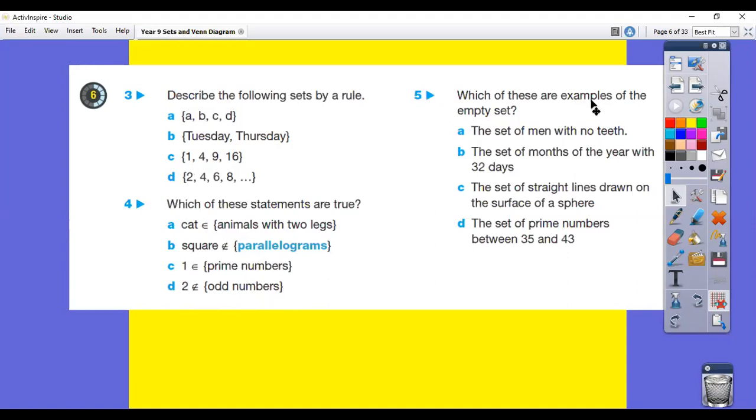Question 5, which of these are examples of an empty set? For example, the set of men with no teeth. Would you ever have a set of men with no teeth? Would that be an empty set, or would it actually have a few elements in there? Part B, the set of the months of the year with 32 days. That one again, if you think about it, is actually an empty set, isn't it? Because there are no months with 32 days. Again, I will let you do the rest of the questions, parts C and D.